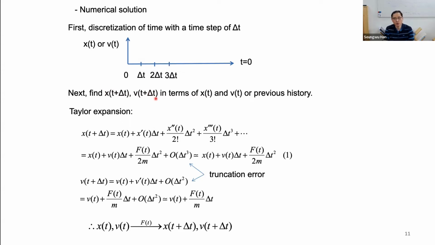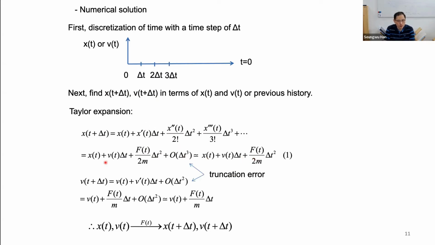Okay, here we also make use of the Taylor expansion. x(t plus delta t) is given by this Taylor expansion, and this first derivative is the velocity. The second derivative is the force, right? F equals ma, or a equals F over m, sorry. And we ignore the last term, which is the truncation error.